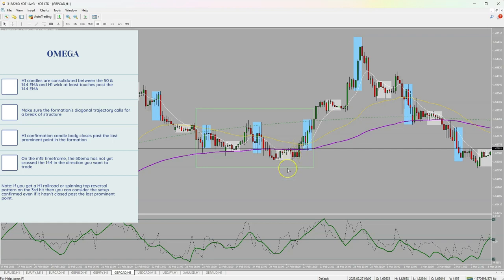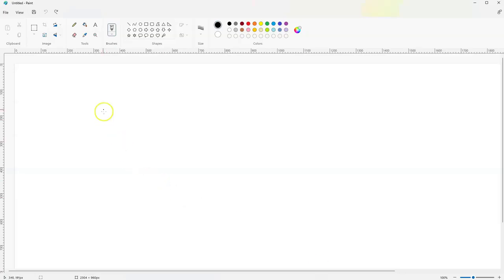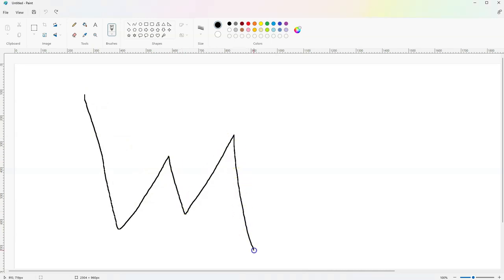How do I know if the diagonal trajectory is calling for a break of structure? Well, what I mean is as you get those up down movements, the last one, since we're buying this, we want this prominent point to be lower than the one that came before it. So let me actually illustrate that here. We've got some up down action going on. Let's just say that's the break of structure. This is our last prominent point. This point is lower than the one that came before it. It's lower than this point.